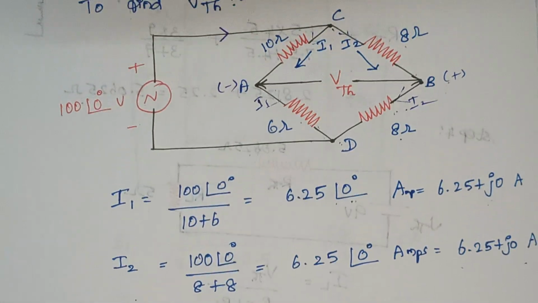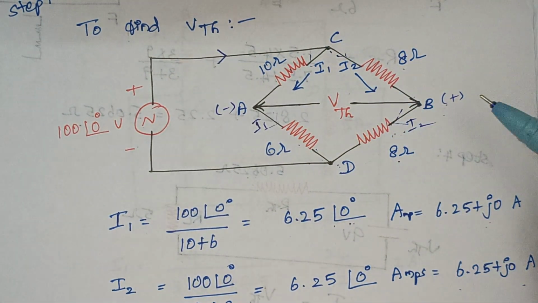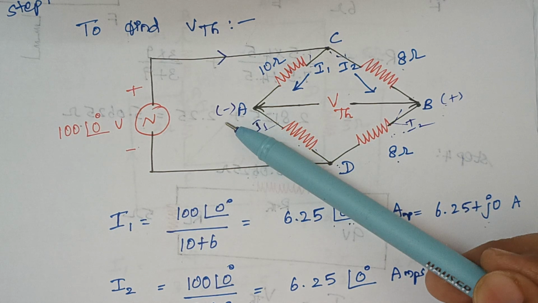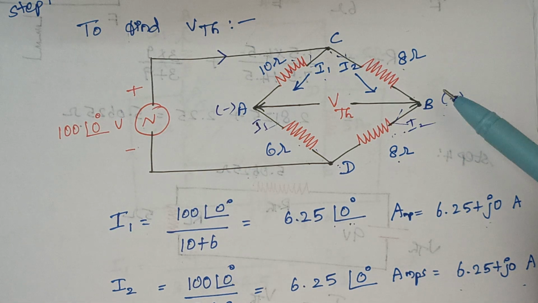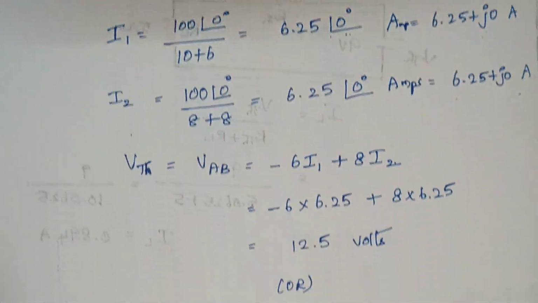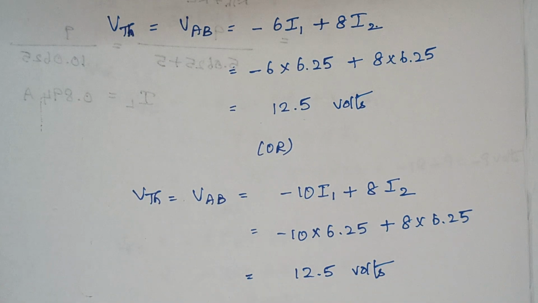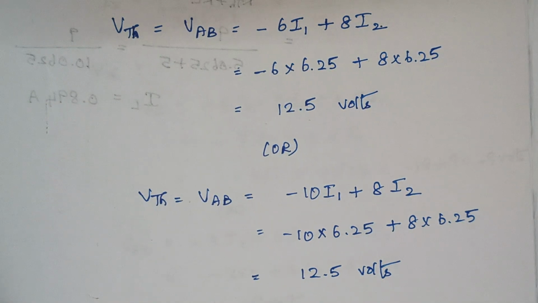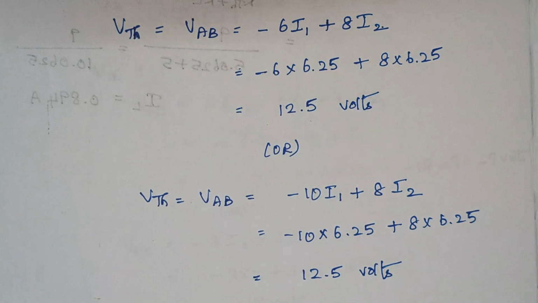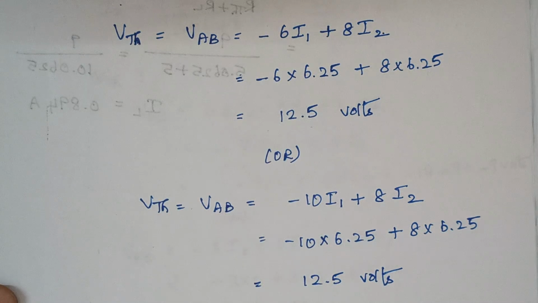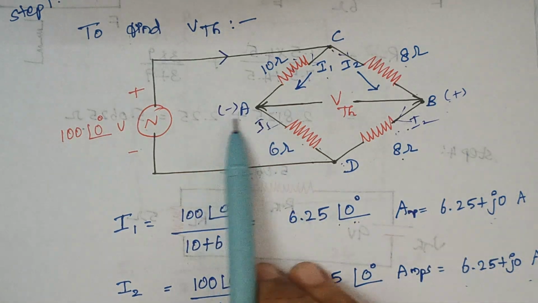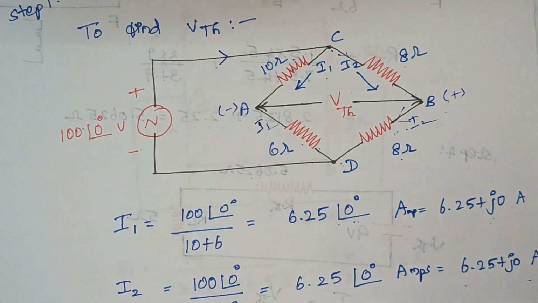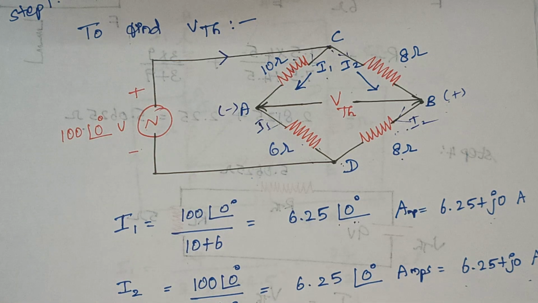Or else if we take these two resistors, again the same thing. You see here A is with the minus sign, therefore minus 10 into I1 and here plus 8 into I2. So in either way the final answer remains the same, and we are getting 12.5 volts. Even if you get a voltage with a negative sign, no need to panic. We just have to reverse the potential. If we get the final answer as negative, you have to reverse the potential, that is, A should be taken plus and B should be taken minus. That's it. Now we have calculated the value of Thevenin's voltage.